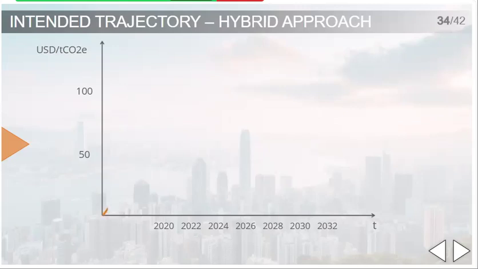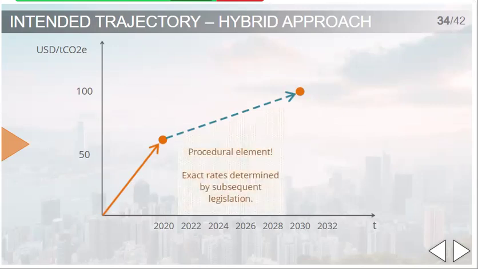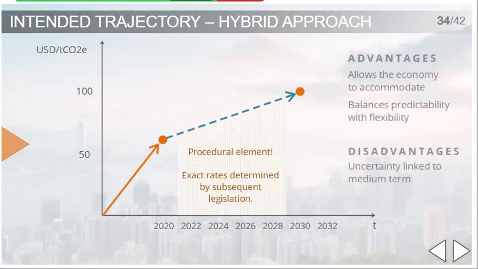This is the approach taken by France, where in 2015 the government set the carbon tax rates for each year up to 2020, when it was due to reach €56 per tonne of CO2 equivalent. It also set the rate for 2030 at €100. Rates for the years 2021 to 2029 were to be determined in subsequent legislation. The French carbon tax represents one way of implementing the predictable flexibility concept.